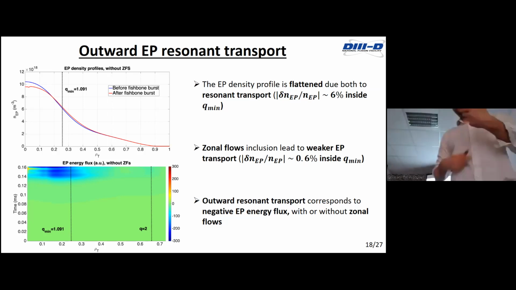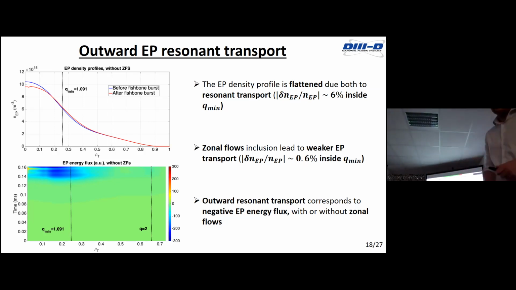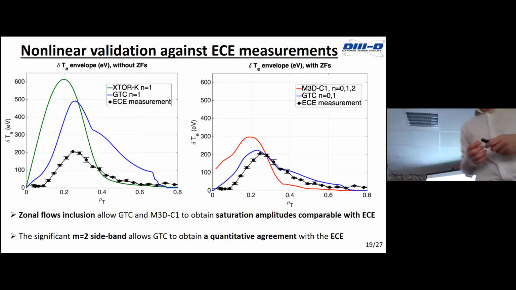So now we want to have some idea how the saturation amplitude compares between the experiment and the simulation. To do that, we have compared here the amplitude in electron volts of the delta T profile. On the left, you have simulation without zonal flow, and on the right, you have simulation with zonal flow. In blue and green, you have the XOR K and GTC simulations with n equal 1. You can see that they saturate at relatively similar amplitudes, 500 to 600 electron volts. I'm also showing the envelope.